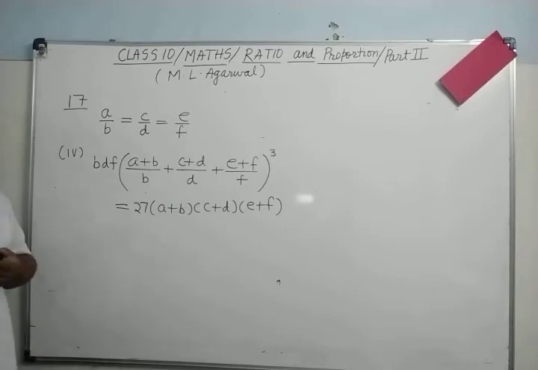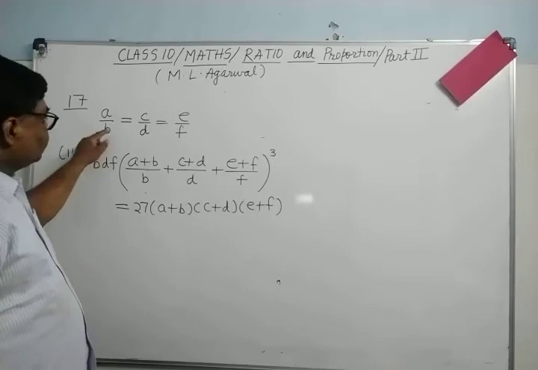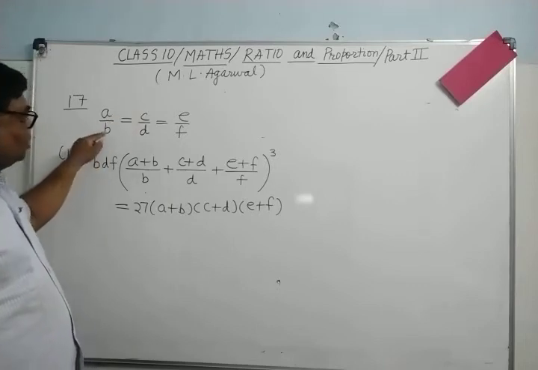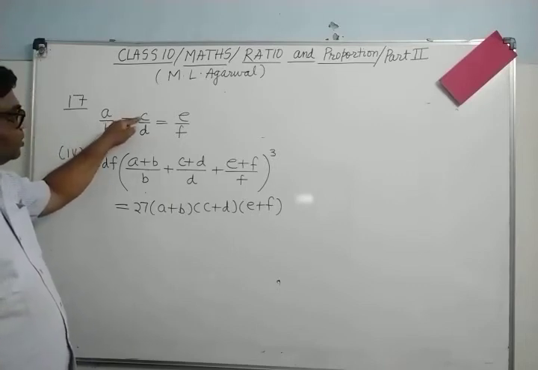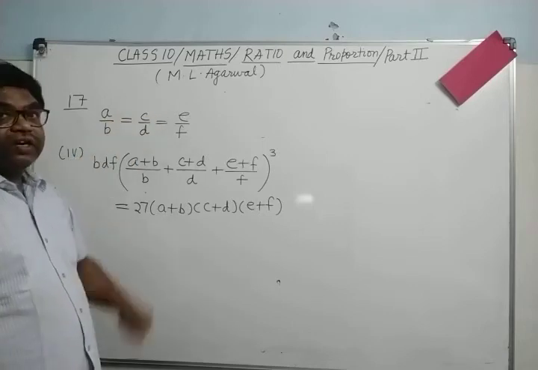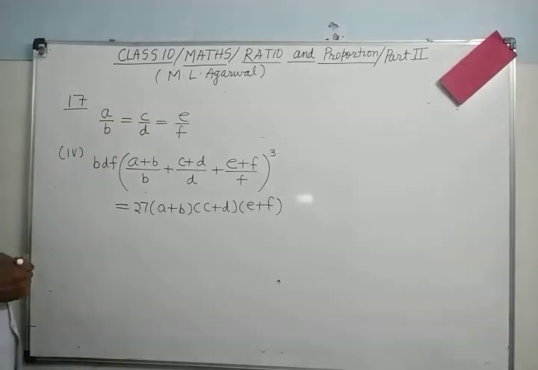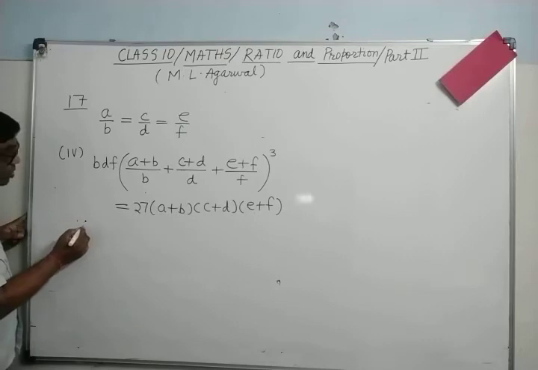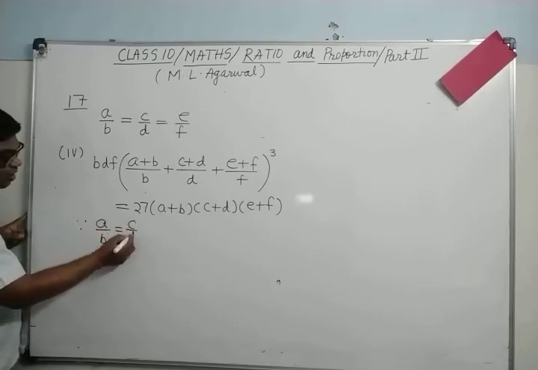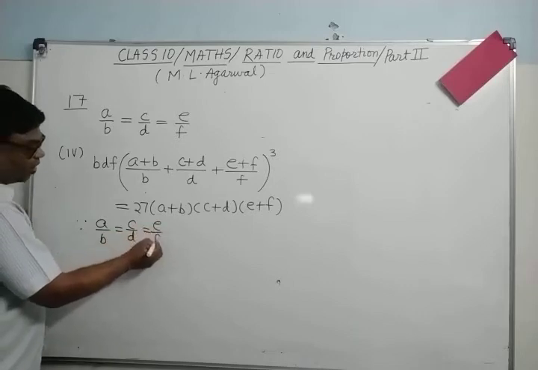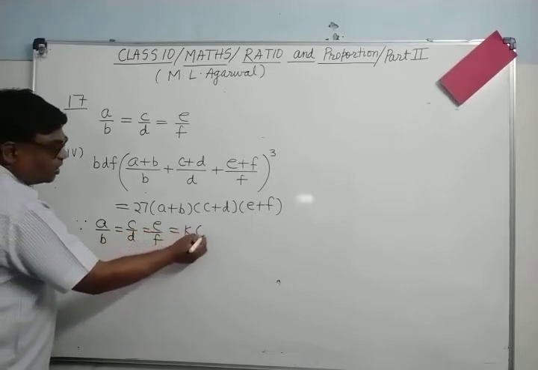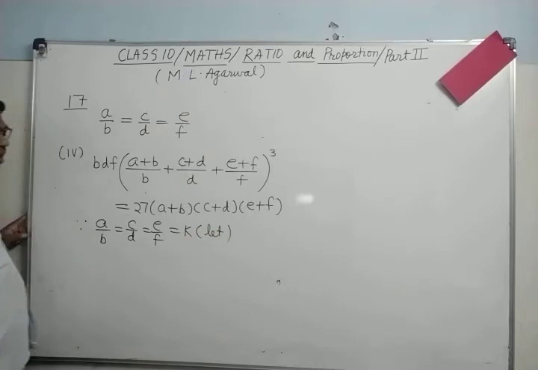So first you see whether it is a question of proportion or continued proportion. You can see here these terms are not the same. B and C are different, D and E are different. It means it is proportion. It's clear. So you start: since A upon B equals C upon D equals E upon F, you take it as K. We have assumed it as K.